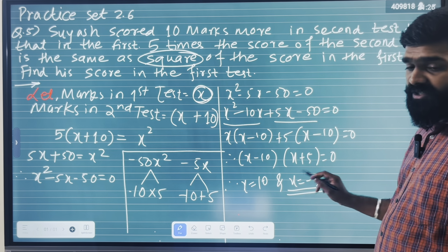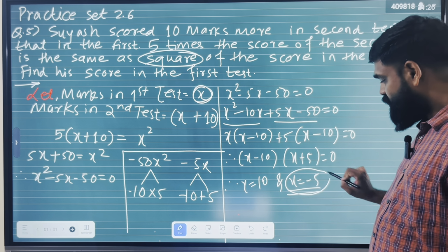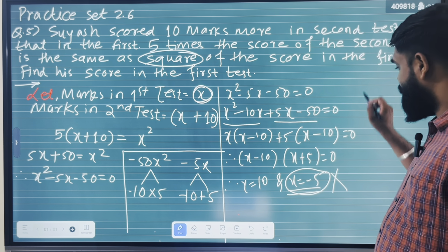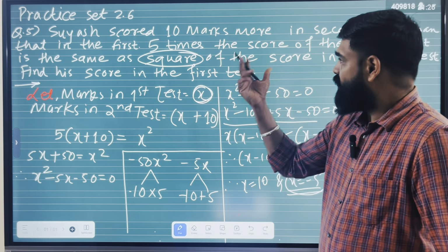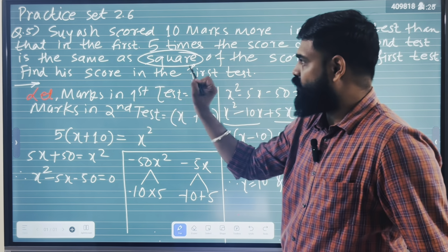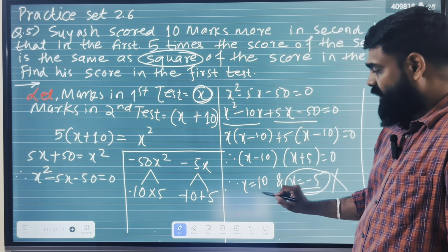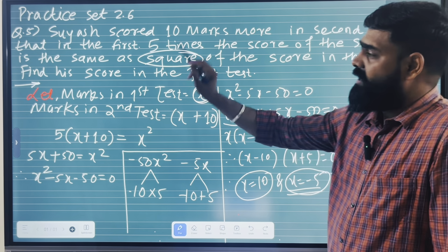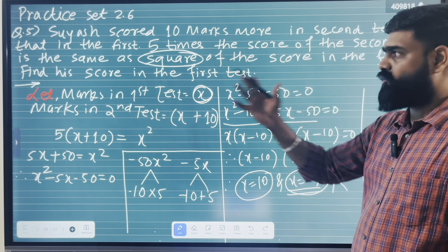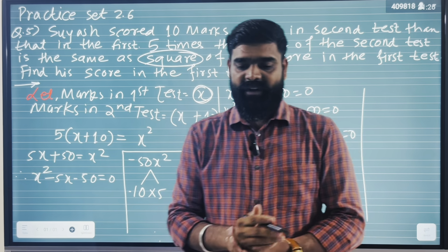So we can neglect x is equal to minus 5 because the score is never negative. So let us neglect this value, and we are considering x is equal to 10 here. So according to the question we have to find his score in the first test. And we have assumed that marks in the first test is x. So we got our x. So the correct answer is Suresh scored 10 marks in the first test. So this was question number 5.